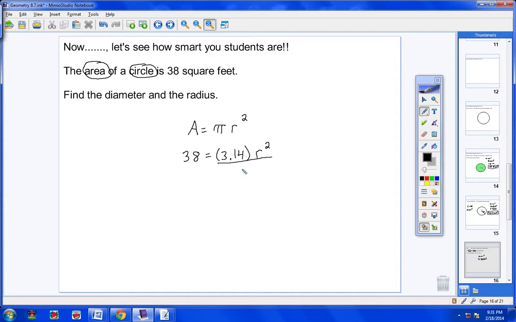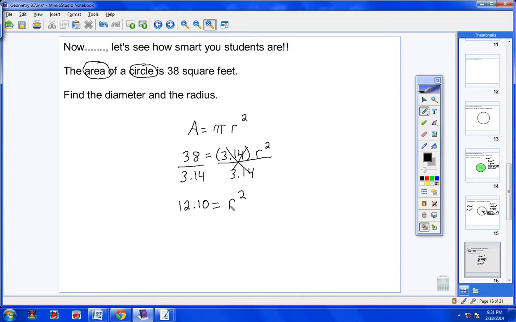Now students, 3.14 is being multiplied times the radius squared. So if I want to get r by itself to see what the radius is, I'm going to divide both sides by 3.14. Now over here on the right side, these will cancel out, leaving you with r squared. On the left side, if I take 38 and divide it by 3.14, and you're allowed to round, that's fine, you're going to get 12.10. All right?